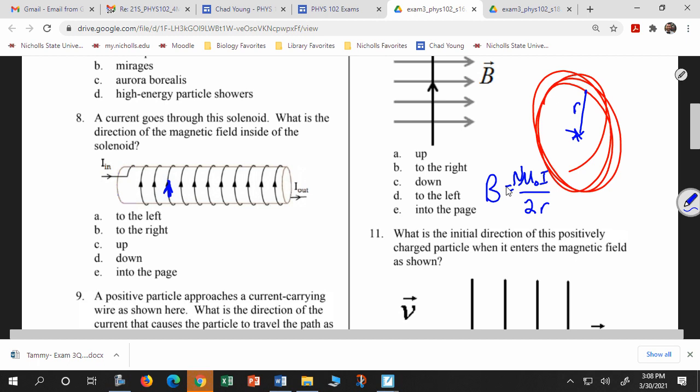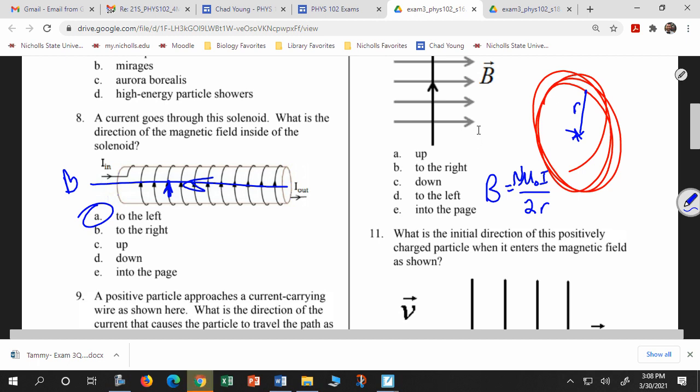Imagine this is my wire. This is the little section of wire right here with the current going up. Behind that wire is going to the left. In front of the wire, the magnetic field is going to the right. So inside of that coil, which for a solenoid is really all I'm worried about, the magnetic field is to the left. So A would be the right answer. Okay?